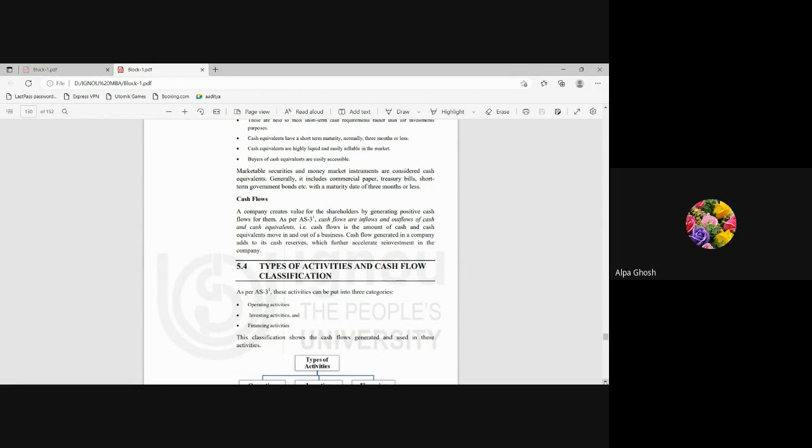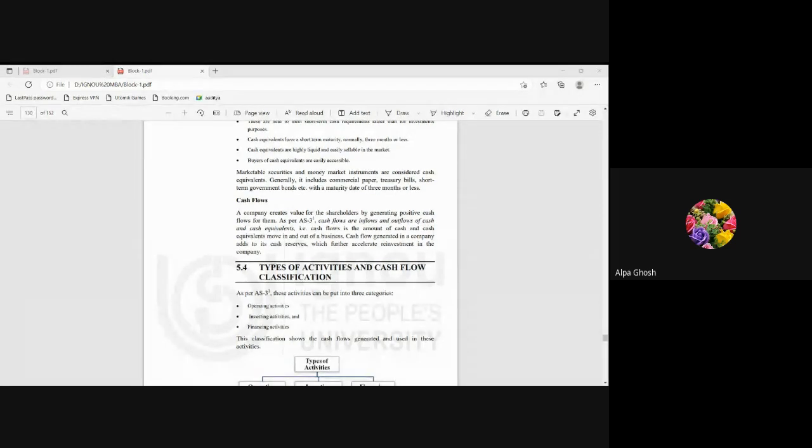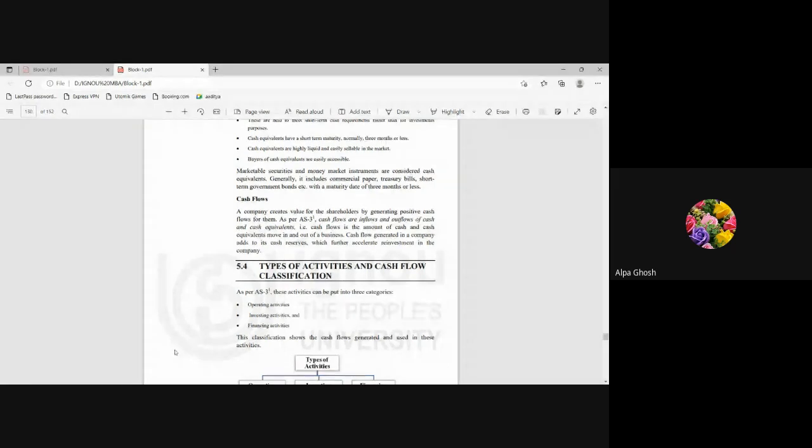Now we need to find out the cash flow. Cash flow, when we talk about, it can be inflow, it can be outflow. If we make payment, cash is going out, it is your outflow. And if we receive payment, if the cash is entering your business, it is your cash inflow.